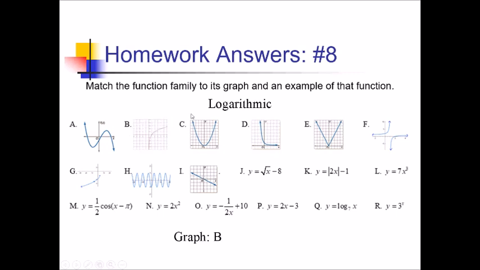Now for the function itself, we're just looking for something that has either a log or an ln, log natural kind of thing going on. The only one with either of those is choice Q, where we have log base 7 of x.